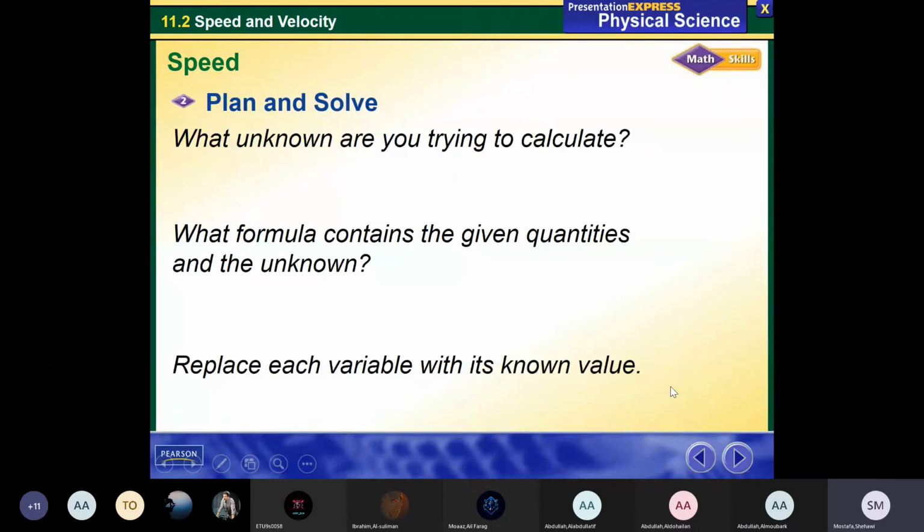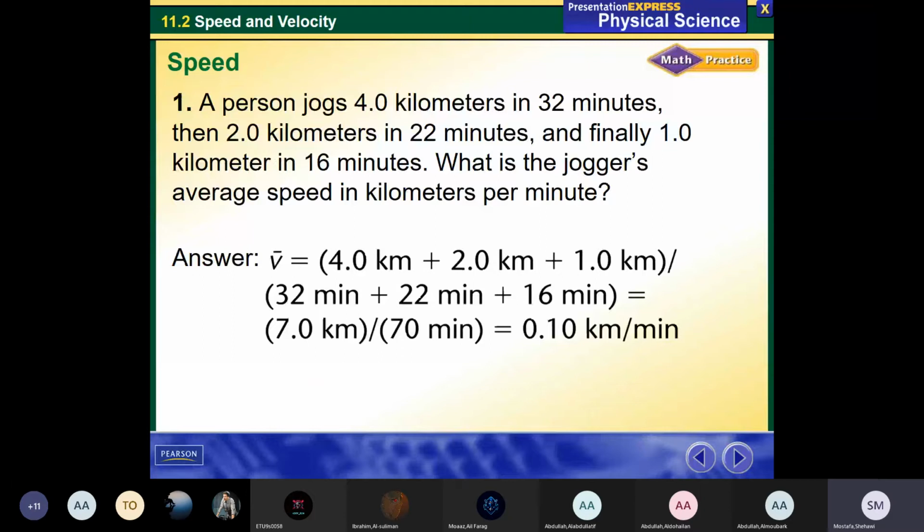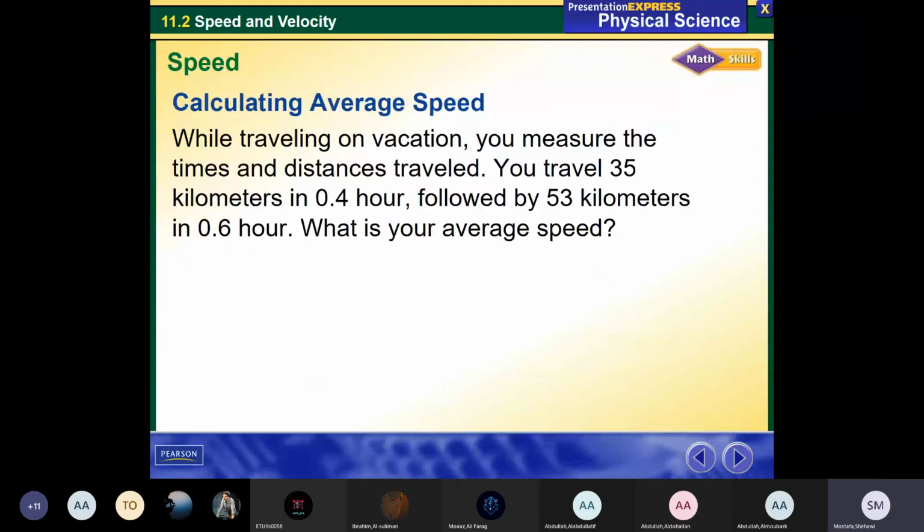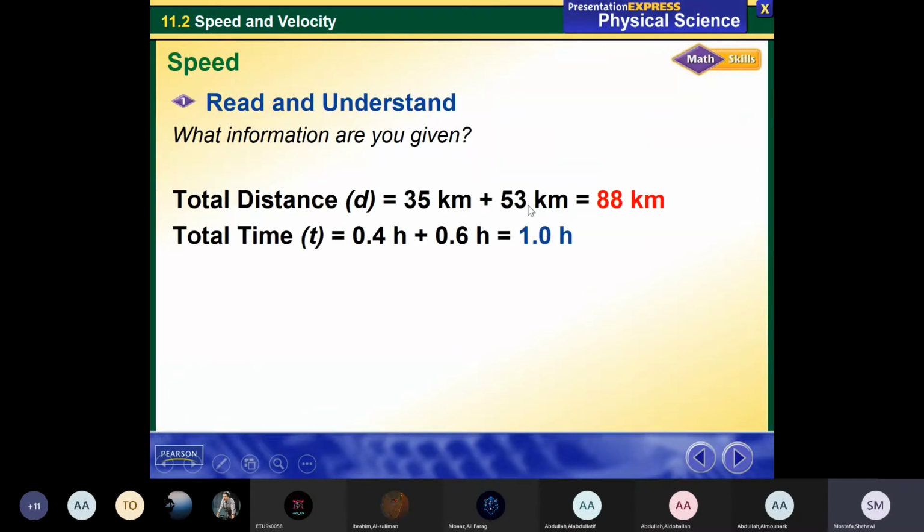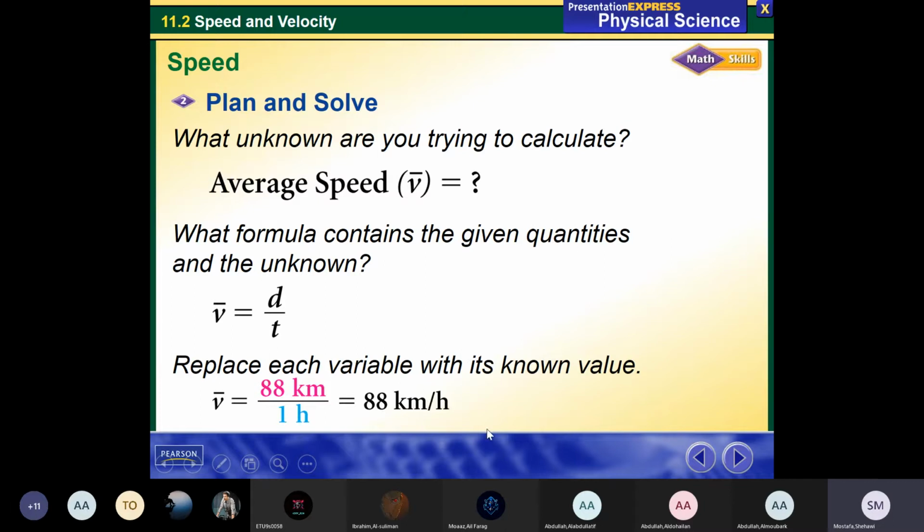I have some questions here. We'll take similar to this. For example, here is an example. You have moved 35 kilometers in 0.4 hours, then 53 kilometers in 0.6. So total distance over total time, you can calculate it. Total distance equals 35 plus 53 equals 88. And the time is 0.4 plus 0.6 hours, so it's 1 hour. To calculate the average speed, you divide the total distance you have covered over the total time, which is 1 hour, so it's 88 kilometers per hour. This is the answer here.